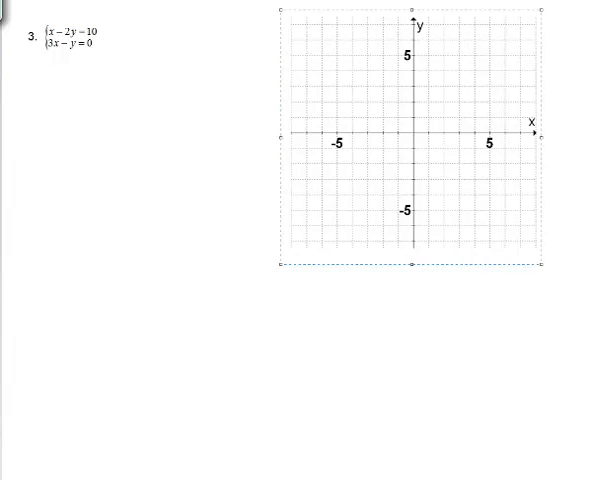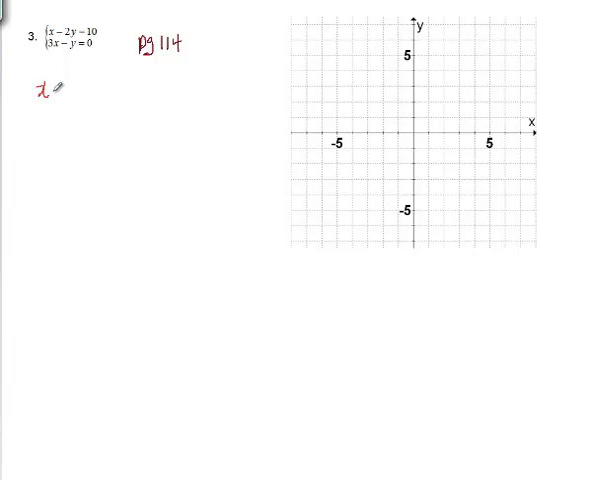Good day, students. Today we're going to look at the solution to number 3. It's on page 114 of book 2, book 1, chapter 2. And it's asking us to solve a system of equations by graphing. So the first thing we're going to have to do is graph each line.